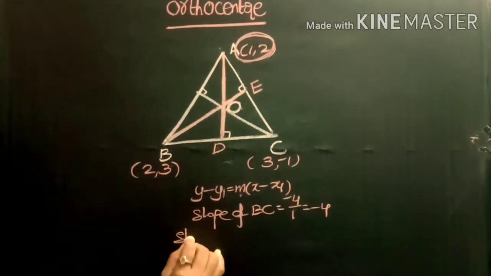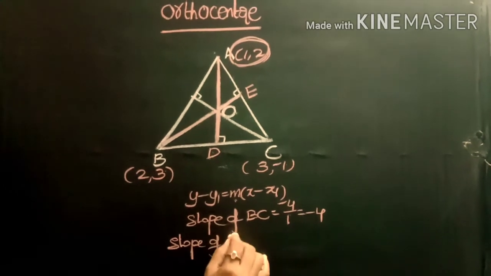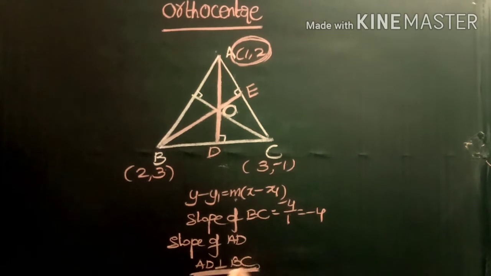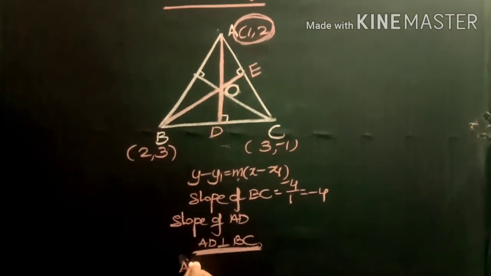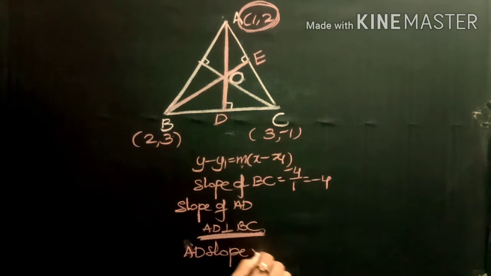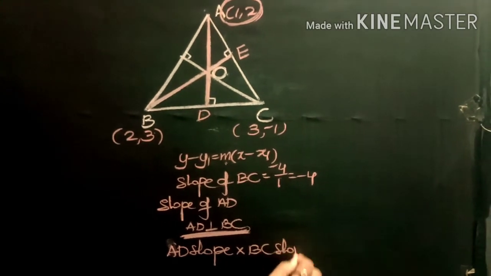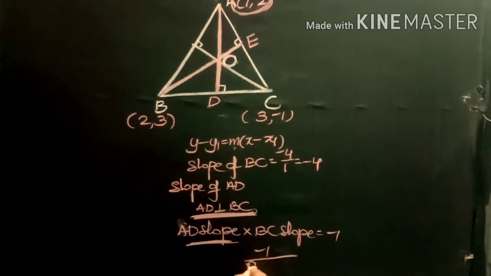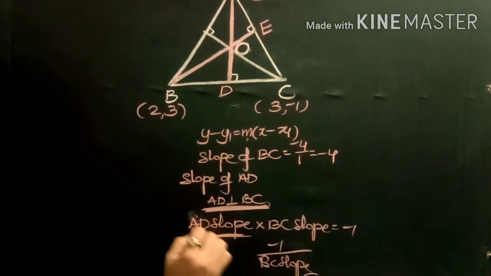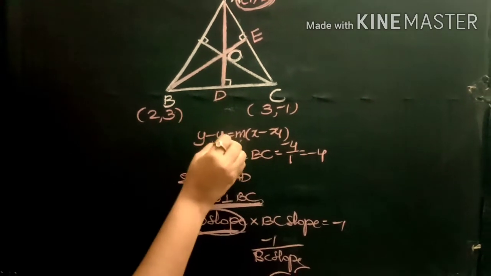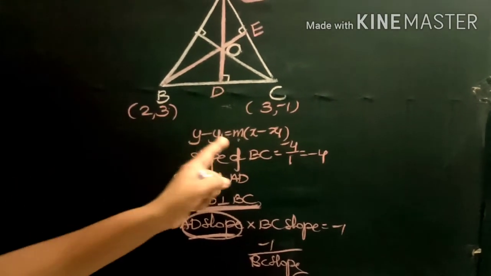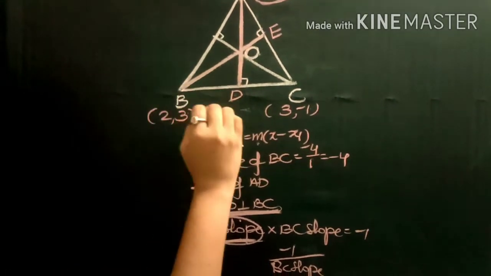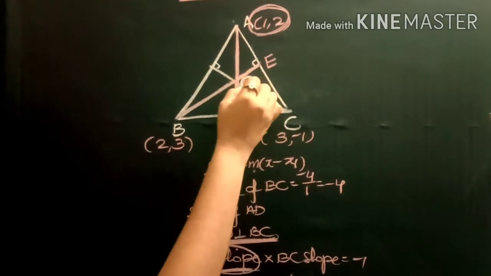Now what is the slope of AD? Here the two lines AD and BC are perpendicular. Since these two lines are perpendicular to each other, AD slope into BC slope is equal to -1. The product of slopes is equal to -1, which implies the slope of AD is nothing but -1 by BC slope. This is the formula for finding the AD slope. So by using this slope value, we find the equation of AD: y minus y1 is equal to m into x minus x1. In the same manner we also find the equation of BE. And after taking the point of intersection of those two lines, we can get the orthocenter.